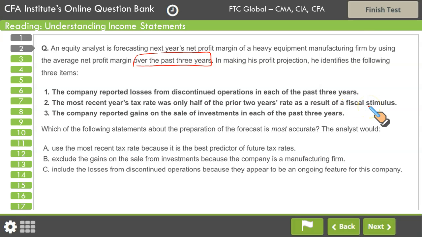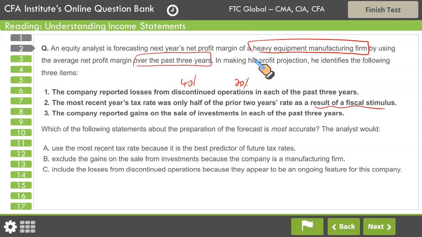Maybe the economy was in downturn, so government reduced the tax rate so as to stimulate the economy. So let's say the regular rate is 40% over the last 2 years, but in the previous year the rate was reduced to 20% as a result of fiscal stimulus. Okay. Third, the company reported gains on the sale of investments in each of the past 3 years. Gain on sale of investments in each of the past 3 years. Remember, it's a heavy equipment manufacturing firm. It's a non-financial service firm.